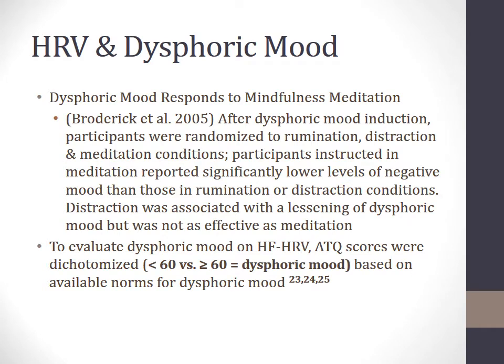Now, the lack of finding for increased HRV associated with prayer prompted another analysis where we asked whether people who were more distressed or depressed were more responsive to prayer than people who were less distressed. To test this, we used the ATQ questionnaire, and those who had an ATQ over 60 were termed dysphoric, meaning anxious or restless, while those below the cutoff of 60 were considered to be in a healthier mood state.